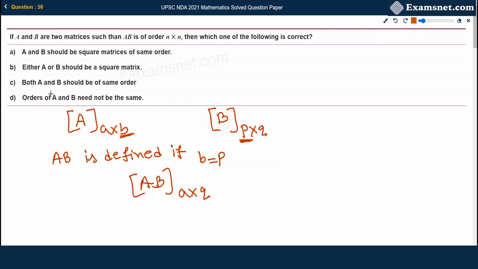Should A and B be square matrices of the same order? It's not mandatory. Should either A or B be a square matrix? No, it's not mandatory that one of them should be a square matrix. Should both A and B be of the same order? No, look here, b and p are equal, but a and q are not the same. So they are of different order. So here the correct option is option D, that the orders of A and B need not be the same. They can be the same, but it's not mandatory. So option D is the correct one here.